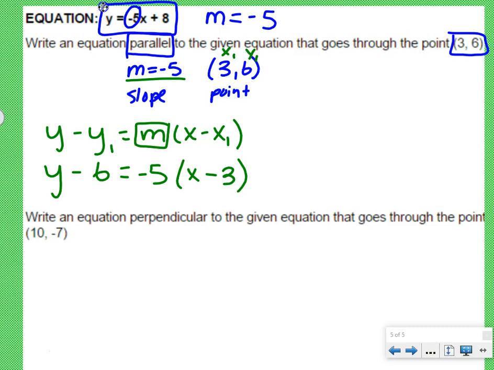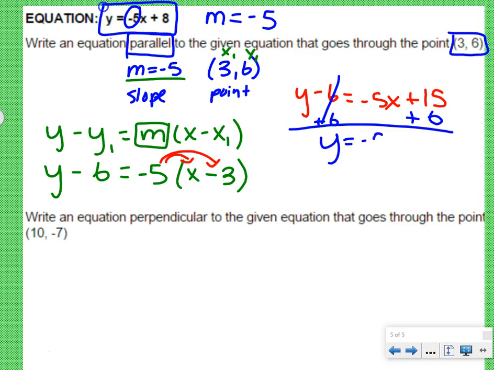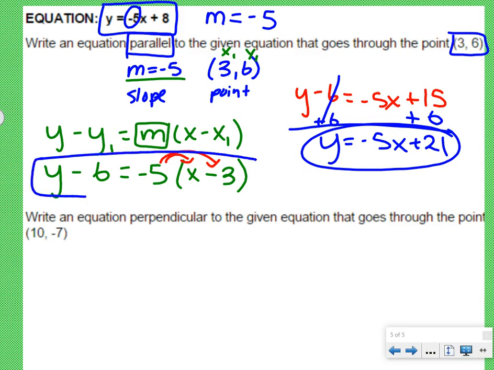Now, if they wanted it in slope-intercept form, all we would have to do is convert like before. You distribute the negative 5, so we would have y minus 6 equals negative 5x plus 15. Then we would just need to get y by itself, so add 6 to both sides, and we get y equals negative 5x plus 21. These two equations are exactly the same. They're just in different forms. They would graph the same line. If you don't believe me, open up Desmos on your Chromebook, go to that website, type in both of these equations, and you will see that they are the same graph.